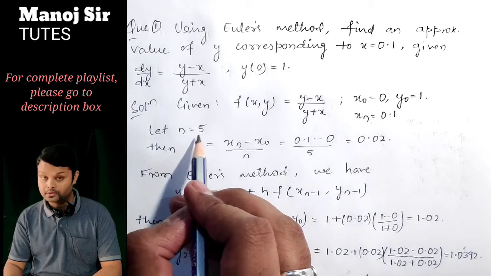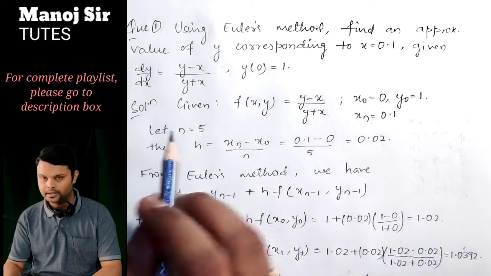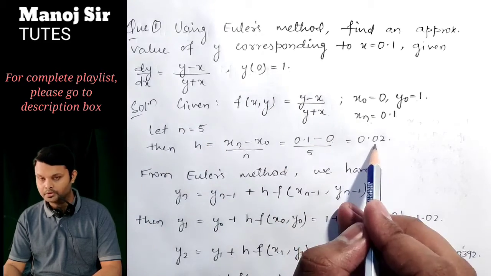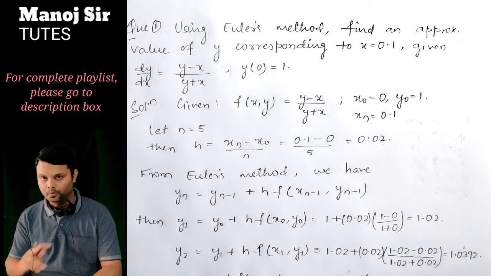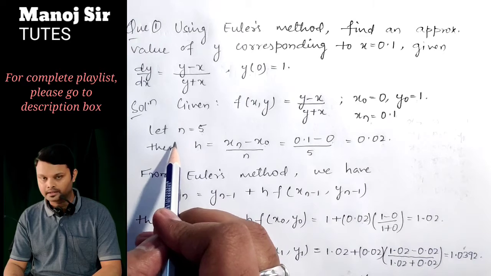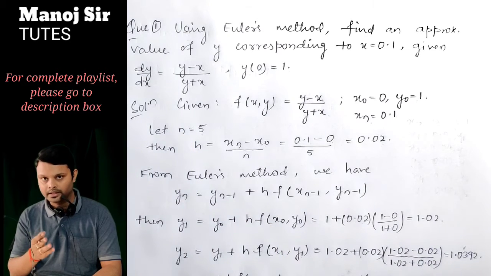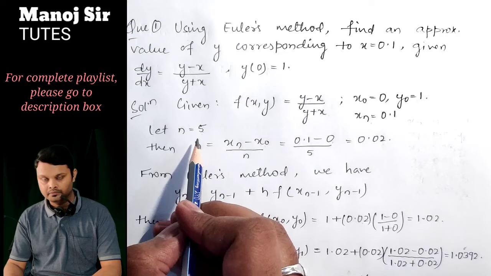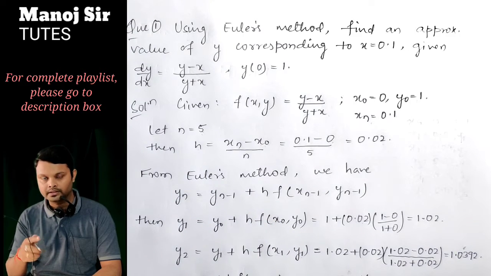Let's suppose you take n equals 10, because the value of n depends on me. If you take n equals 10, then you will get h equals 0.01. But what is the difference between n equals 5 and n equals 10? If you increase the value of n, say I am taking n equals 5 and you are taking n equals 10, then your y will be more accurate than my y, because the number of n that I have taken is 5, which is lesser than your number of n, that is 10.